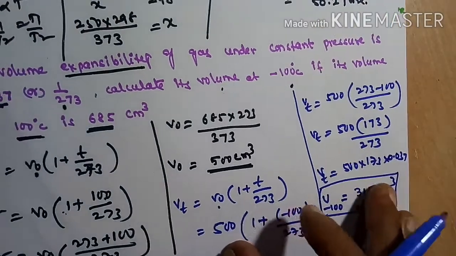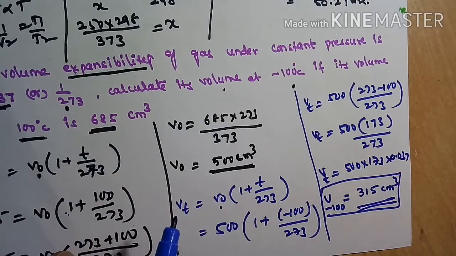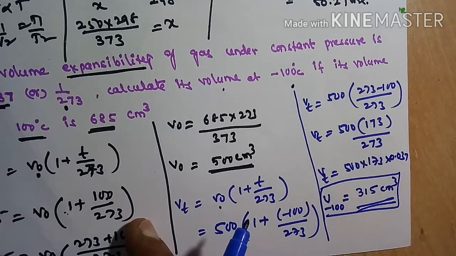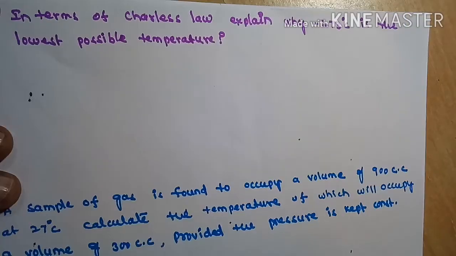This much volume. If degrees centigrade are given, you can directly substitute in this principle. If not, we go through our principle V is proportional to T, and we can solve that way also.